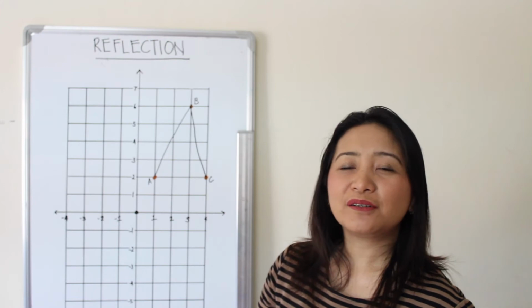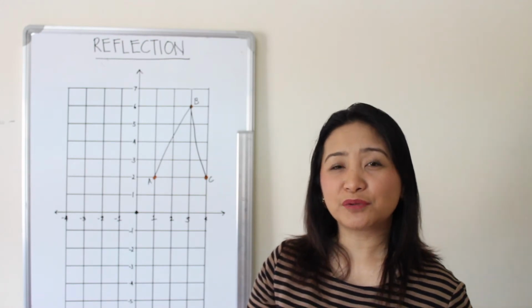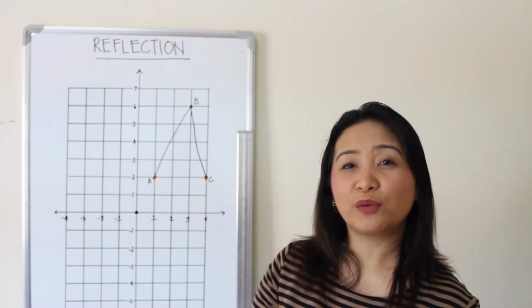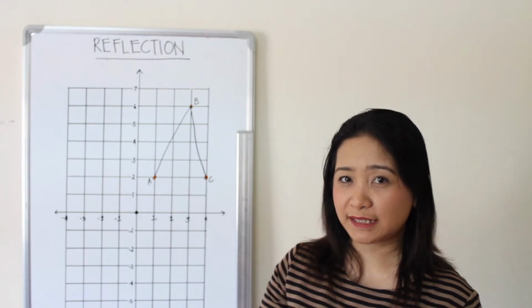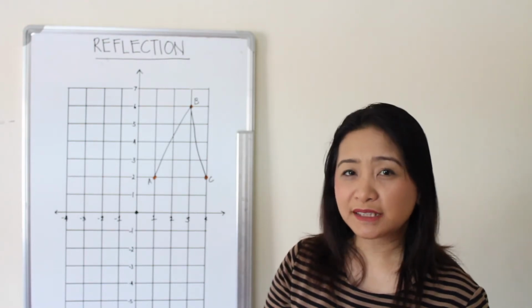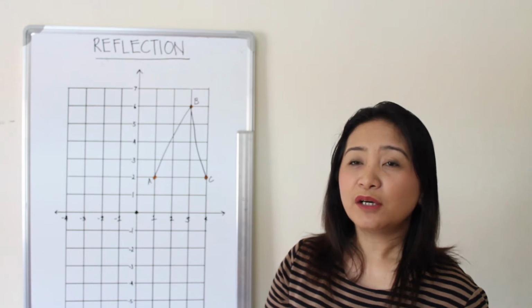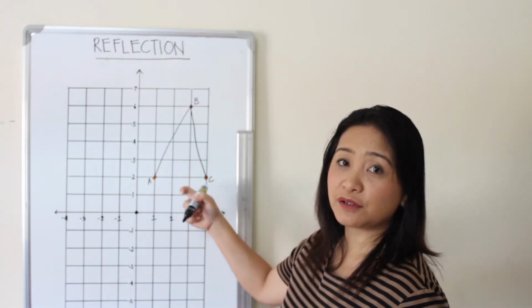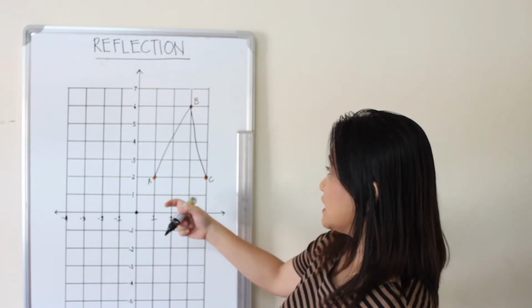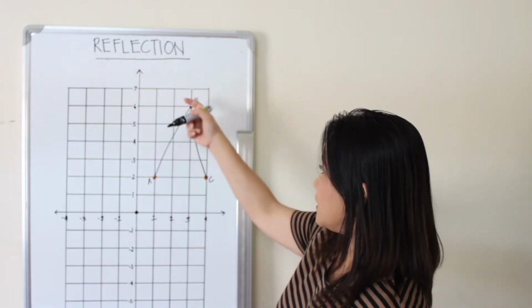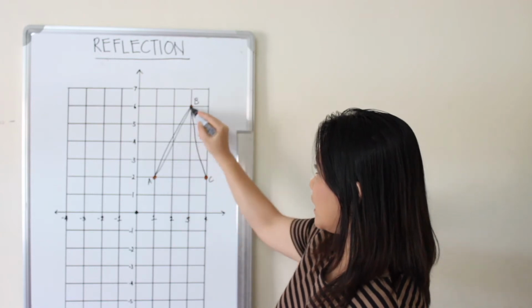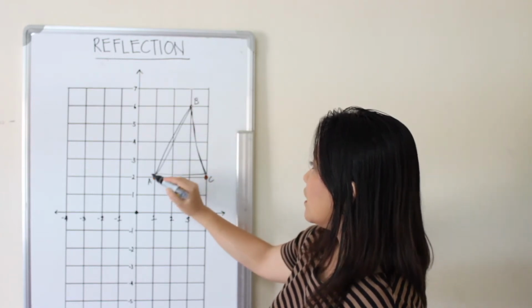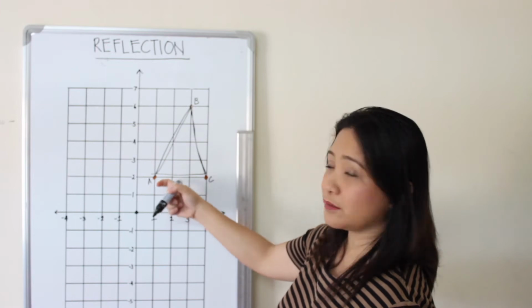Okay, so earlier on we talked about some simple rules and techniques to follow when we reflect shapes across the X and the Y axis. So let's start with the X axis first. One basic rule is that we have to write down the location of each point. For instance, this triangle ABC, we have to write down its location.